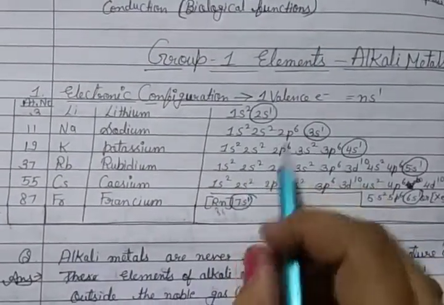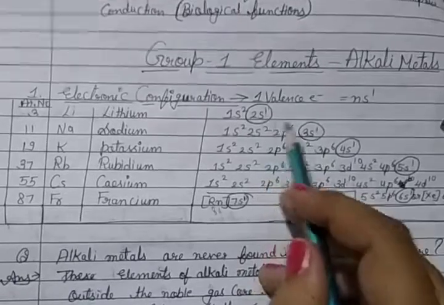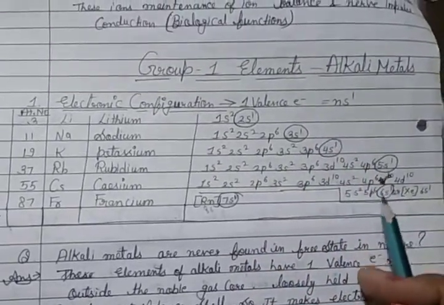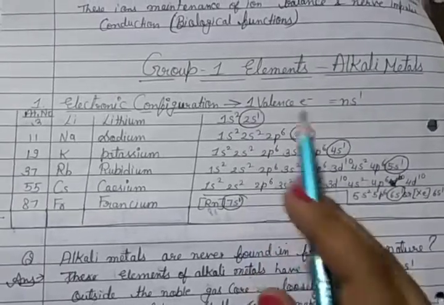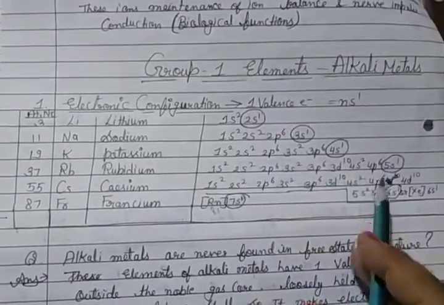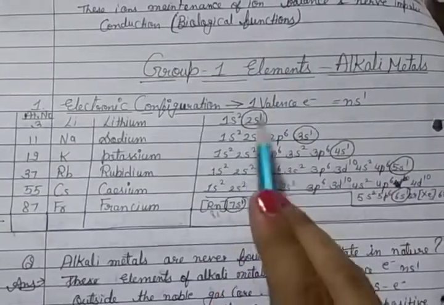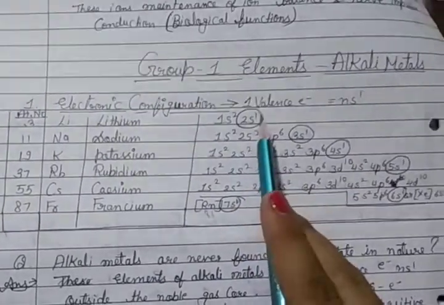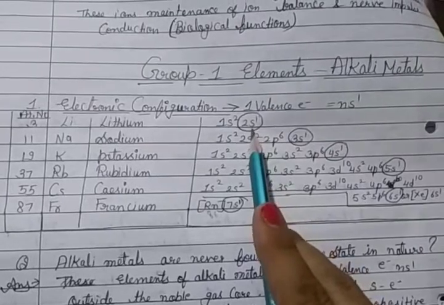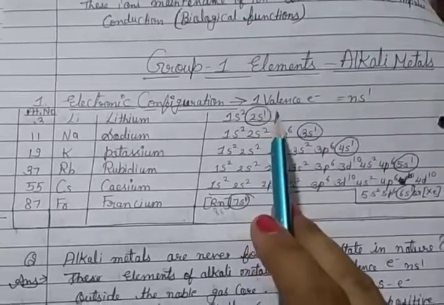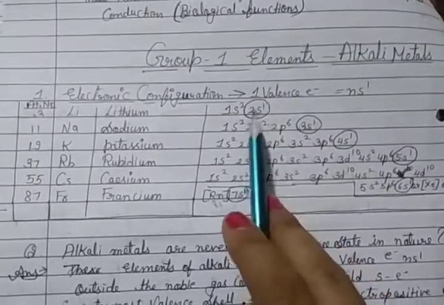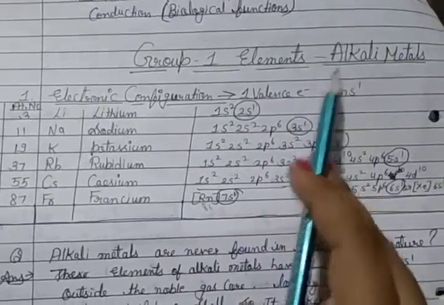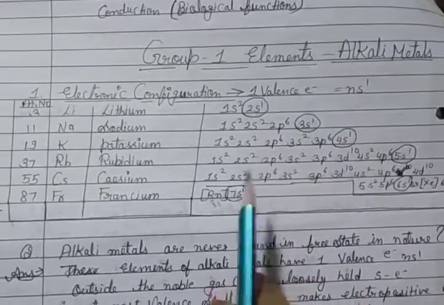Here you see the outer shell is 2s1, 3s1, 4s1, 5s1, 6s1 and 7s1, with only one electron in the outer shell, and the last shell is s. So the last electron fills into the s orbital, so they are known as s block elements, with ns1 configuration, and these are the alkali metals.